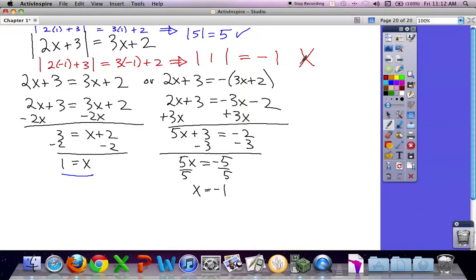So when you plug in one of your answers and they don't check, that is called an extraneous solution. And what it means is it's not a solution. Even though you solved everything correctly and you did everything right to get to that point, that is not a solution. Because when you plug it back in the original equation, it doesn't check. So the only answer here is this.